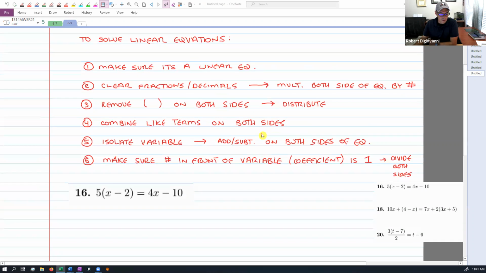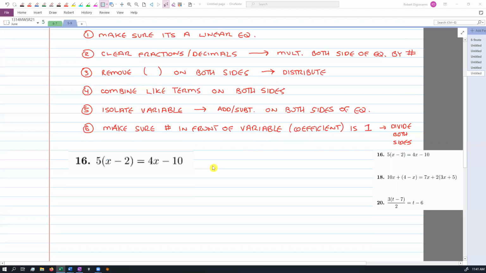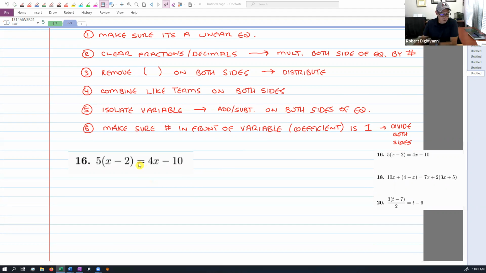So the first step for this is to make sure that it's a linear equation. So is this a linear equation? Yes. How do you know? Because of the equal sign, and because you're solving for a variable, which is x, and it's not like x squared or something like that, right? It's just x is in there. Okay, good. So it's linear.